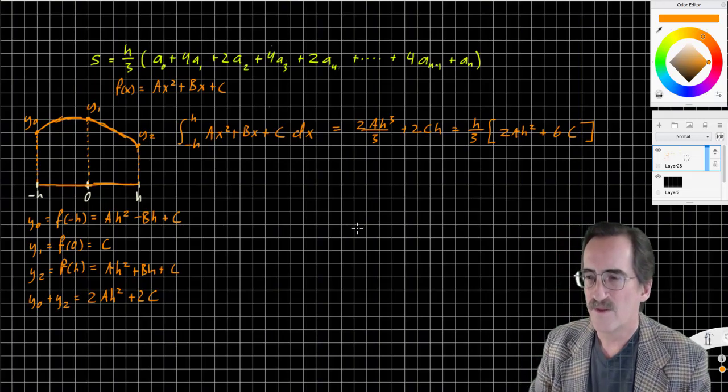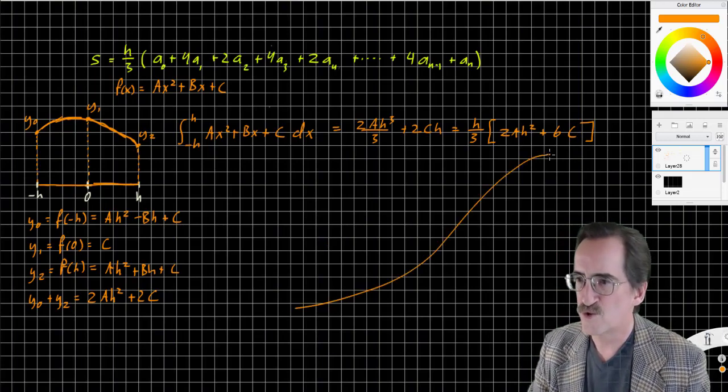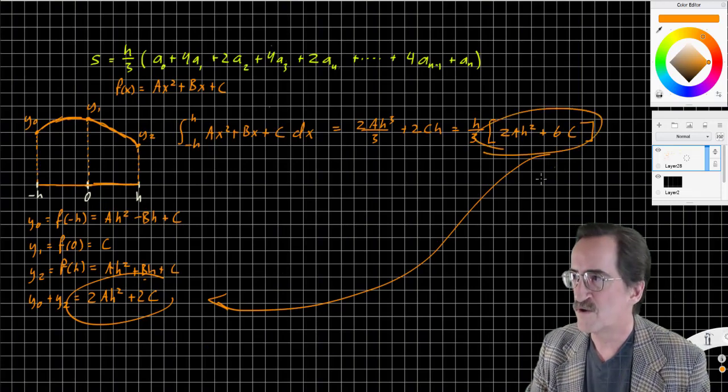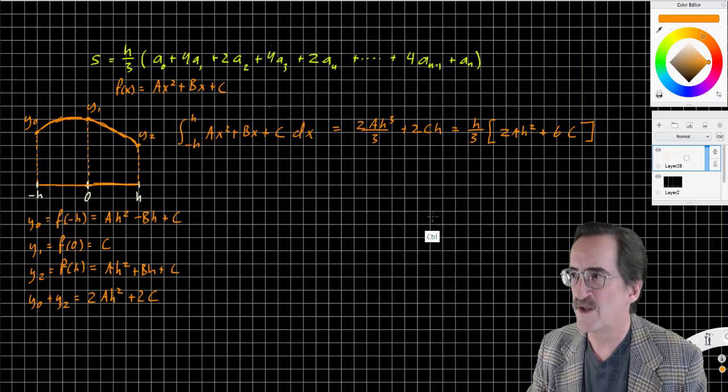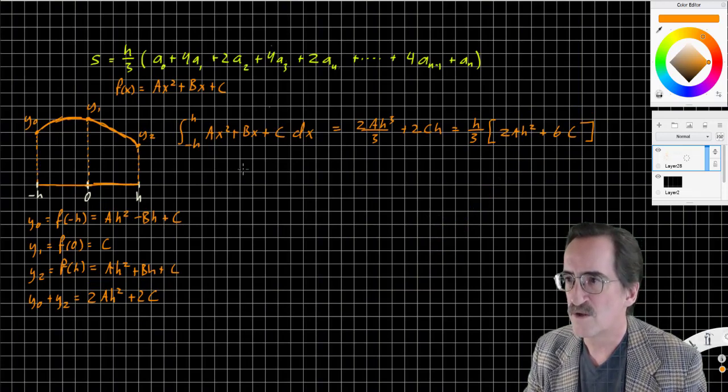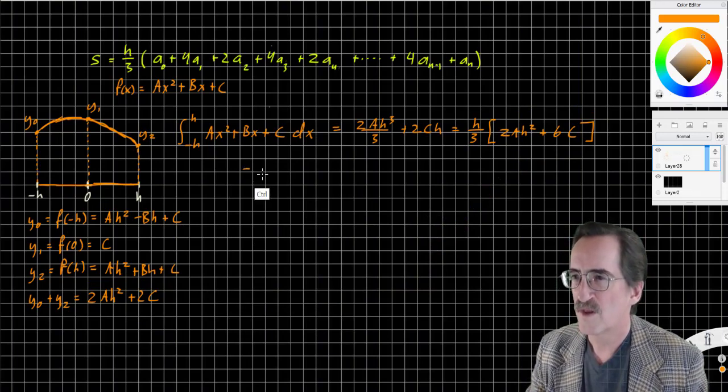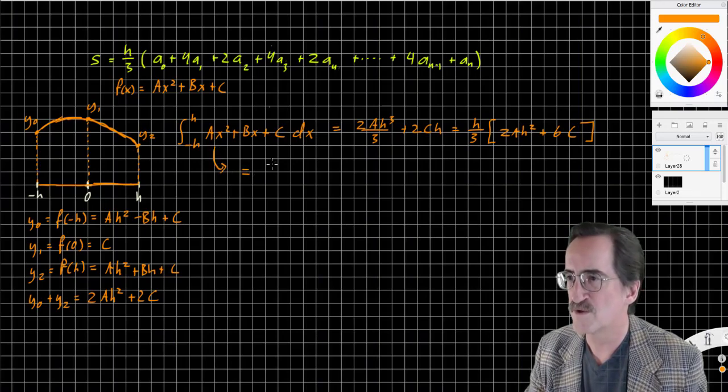Okay? That's almost what we've got right here. Look at that. Almost what we've got right there. I can do a little bit of modification to make it fit here. So this equals h over 3 times the quantity, 2ah squared plus 2c plus 4c.